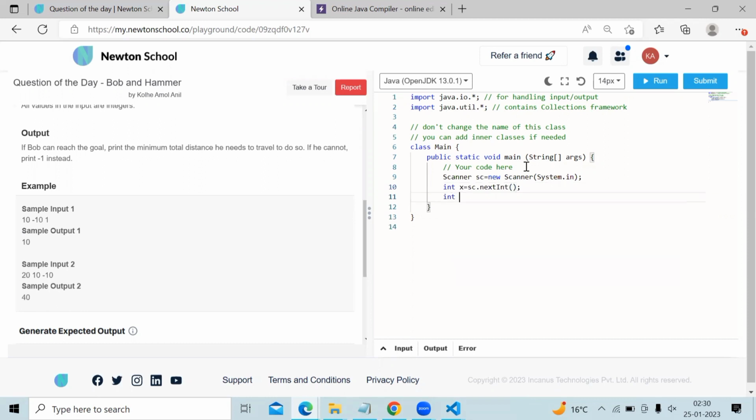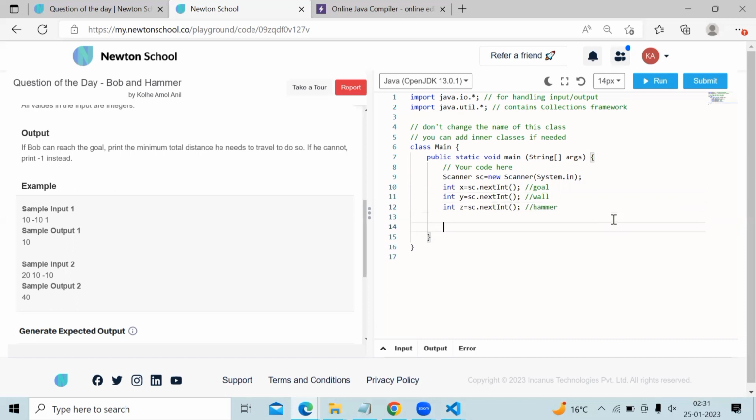Next integer y equals to sc dot next int, okay, and integer z equals to sc dot next int. Okay, so let's suppose this is for goal, and this is wall, and this is hammer.